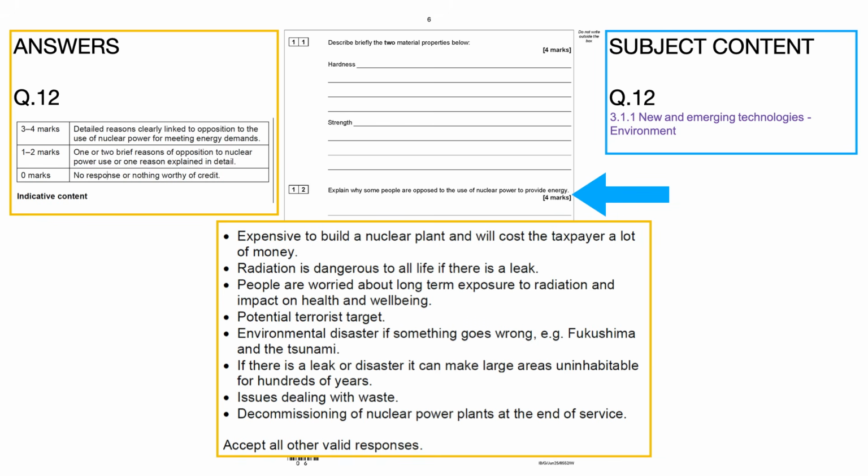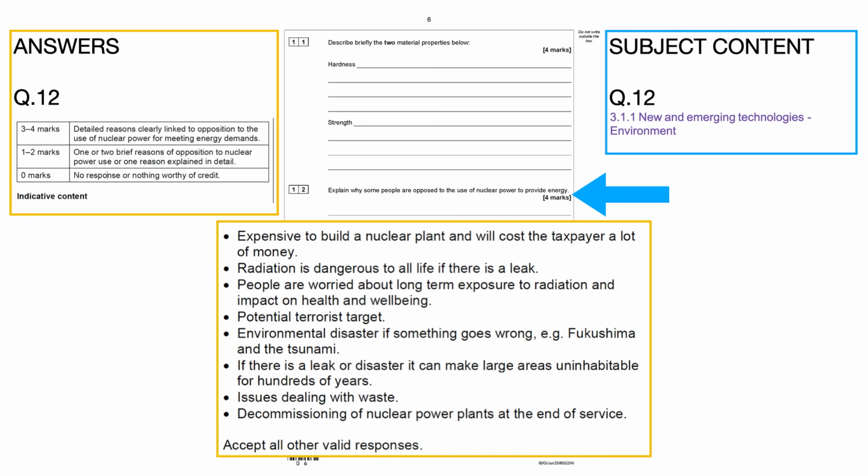Question 11. Explain why some people are opposed to the use of nuclear power to provide energy. Now below are some possible answers, and we are allowed to accept all other valid responses. So, nuclear power is expensive to build and will cost the taxpayer a lot of money. Radiation is dangerous to all life if there is a leak. People are worried about long-term exposure to radiation and the impact on health and well-being. It's a potential terrorist target.